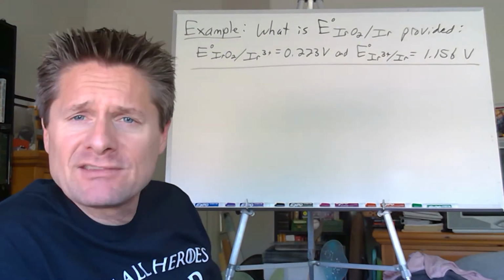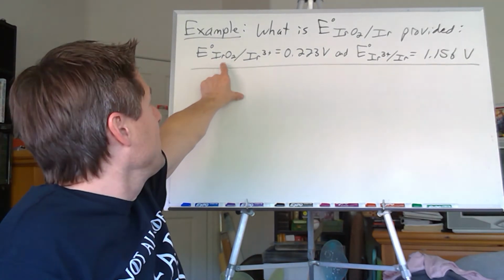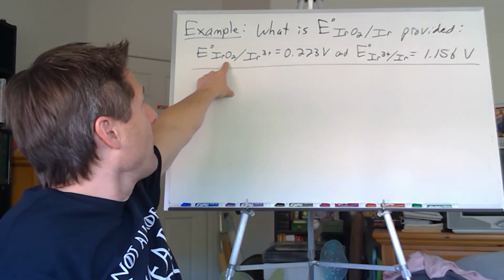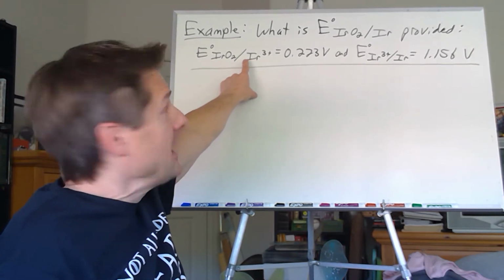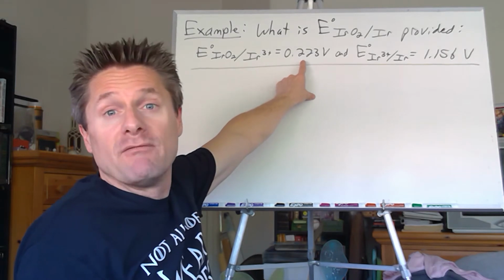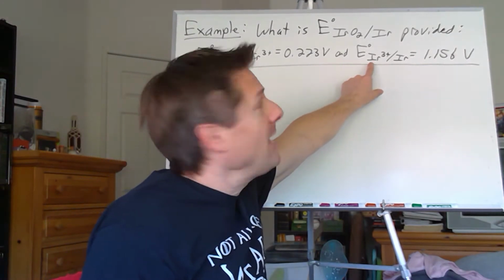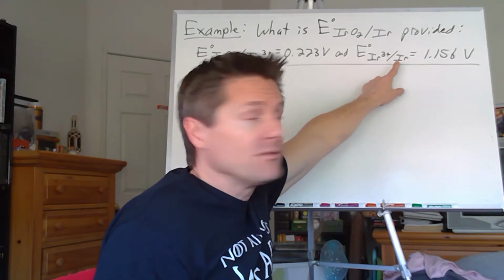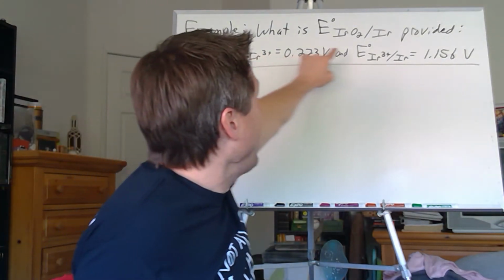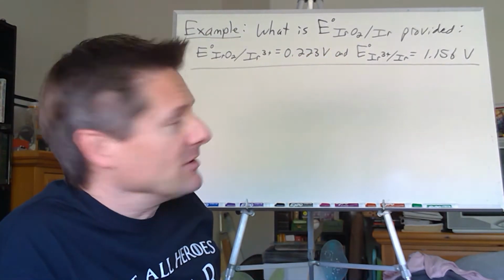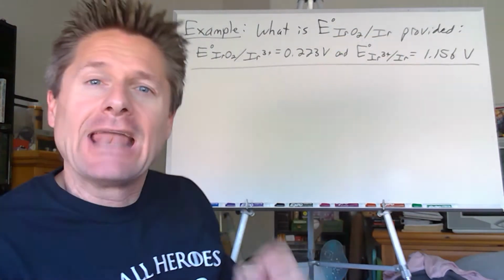Let's say we look around in some of the literature and we find that the electrode potential for the iridium 4 oxide to iridium 3, reducing from a +4 to a +3, is positive 0.223 volts. And we also find that the reduction of iridium 3 plus to iridium solid, going from a 3 to a 0, is 1.156 volts. So we'll be able to combine these two reduction half cells to get this. I'd like to give you to try.